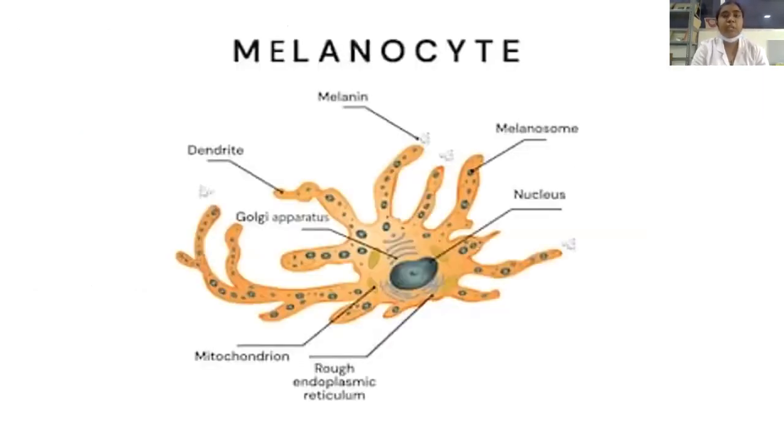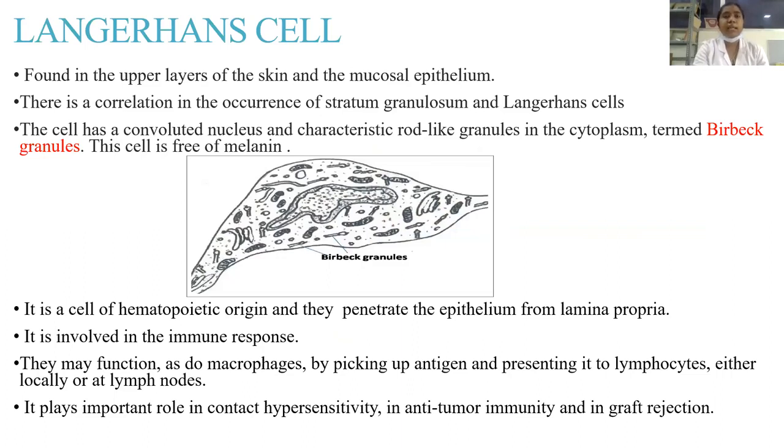So this is the picture of the melanocyte, where we can see the dendrite, melanin, melanosome, nucleus, and the cell organelles, that is rough endoplasmic reticulum, mitochondria, and Golgi apparatus. Then come Langerhans cells. They are found in the upper layers of the skin and mucosal epithelium. There is a correlation between the occurrence of stratum granulosum and Langerhans cells. The cell has a convoluted nucleus and characteristic rod-like granules in the cytoplasm termed Birbeck granules. This cell is free of melanin. So in this picture, we can see the Birbeck granules.